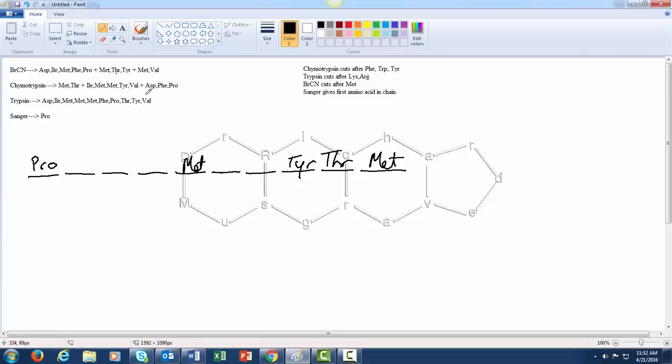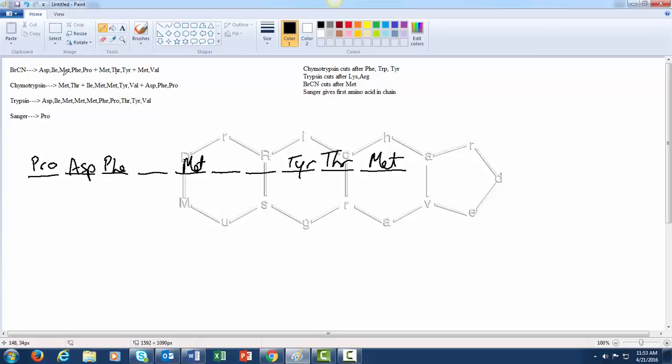Going back down to chymotrypsin to see what I can get from that, we've got ASP, Phi, and Pro. Phi has to be at the end of this fragment. Pro is first. That means Phi must be here, which also tells us that ASP must be here. In the case of trypsin, you'll notice that there are no ARG or lyse, so there is no cutting of this fragment at all, and we're not really going to get very much information from that.